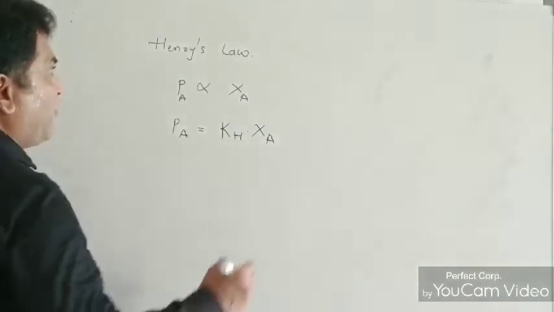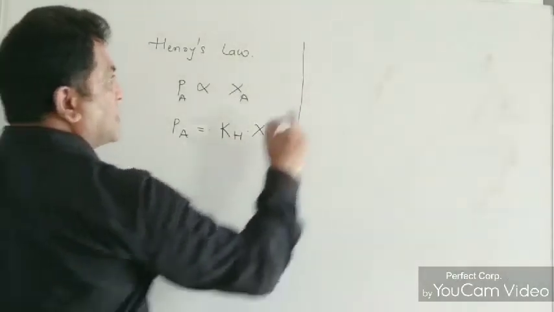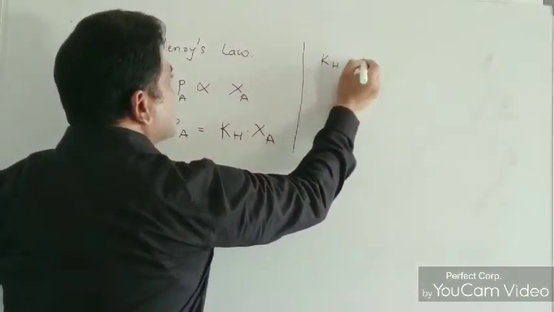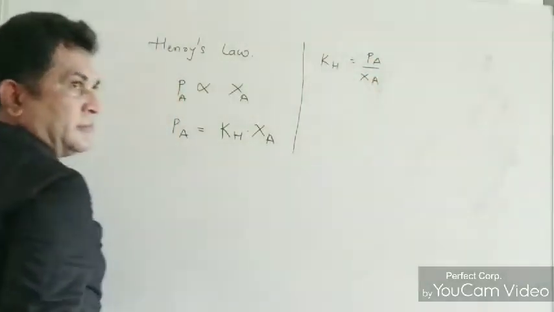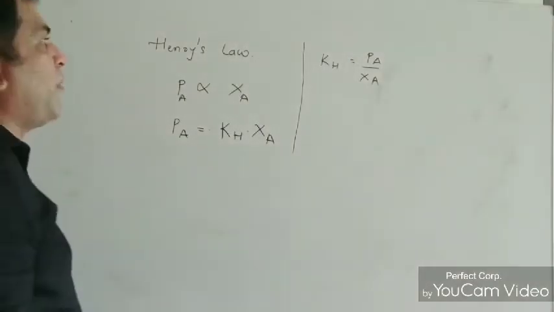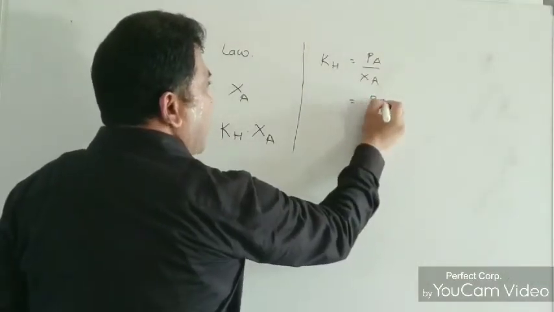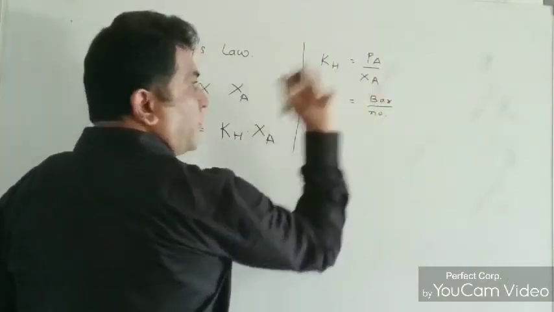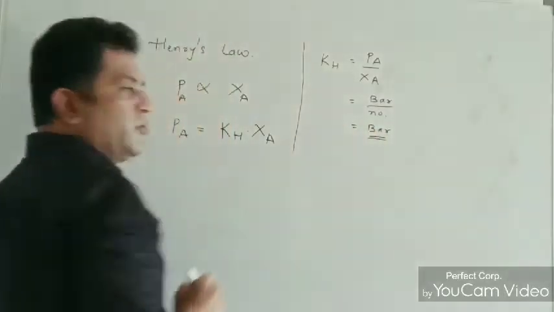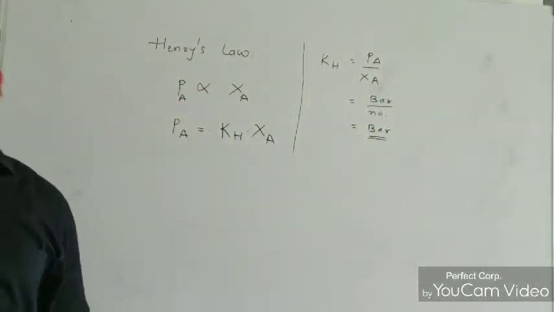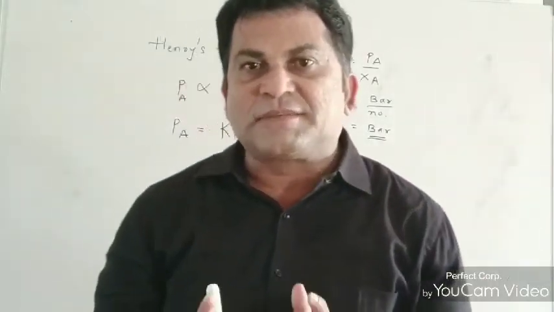Okay, now if we want to find out the unit of KH, then KH is taken as the subject, and PA upon XA is taken. So PA upon XA: PA has the unit bar and XA has no unit, and that's why KH has unit bar. So what is its unit? Bar, you have to keep this in mind. The unit of the Henry constant is bar.